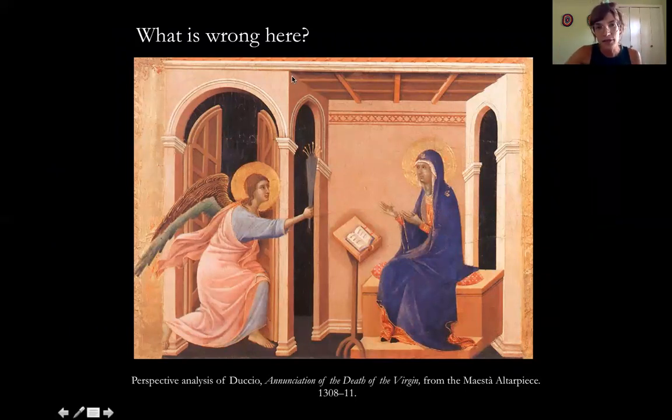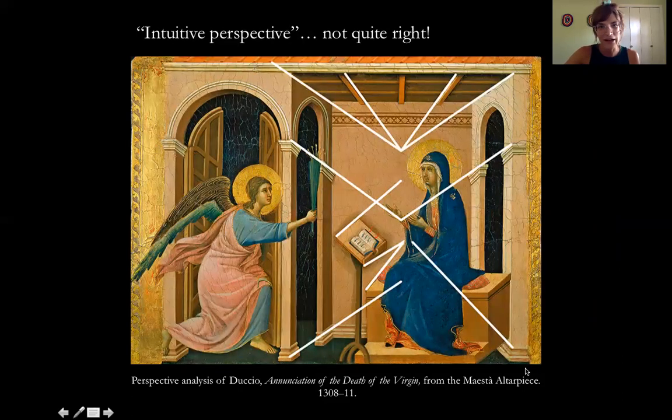So if you follow the orthogonals here, okay, there's some here, there's some here at the base, there's one here. Well, they just don't converge correctly, right? It's just not quite right. Artists were trying though, and this is what we call intuitive perspective.